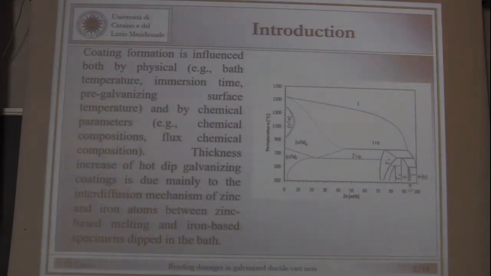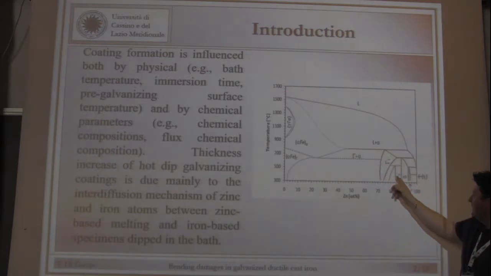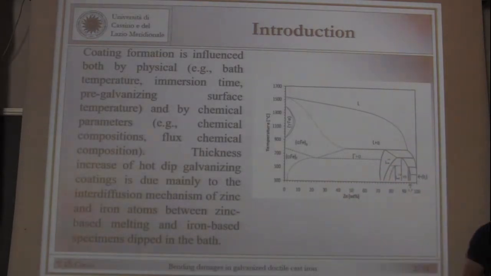So, a few words about the formation of the coating. This is the equilibrium diagram of iron and zinc. We can see the presence of a lot of stable phases characterized by high contents of zinc. You can see positioned the capital gamma, gamma 1, 2, and so on. All these phases are always named as gamma phases. And then we have the delta phase, characterized by a good content of iron, and the eta phase, which is the phase with very short contents of iron.